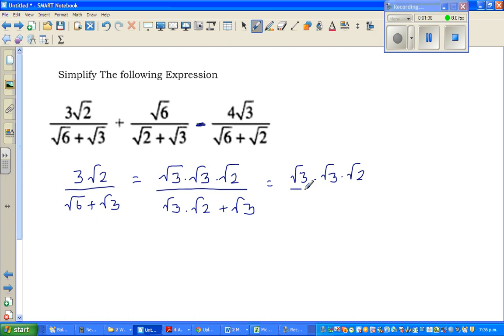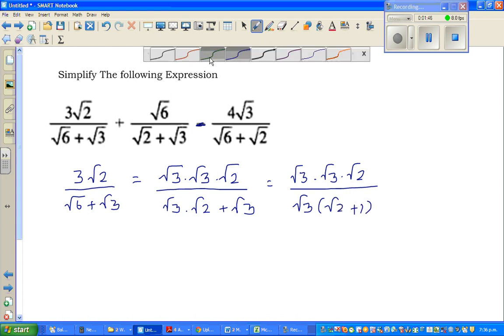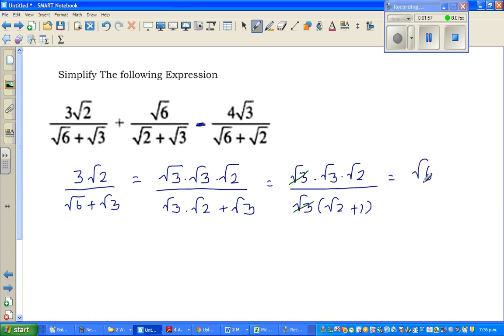And in the denominator, what can I do? I can factor out this root 3. So if you factorize root 3, you'll have root 2 plus 1. And what will happen is root 3 and root 3 get cancelled. So what is remaining is root 3 times root 2, which is root 6, over root 2 plus 1. Now this you have to rationalize.